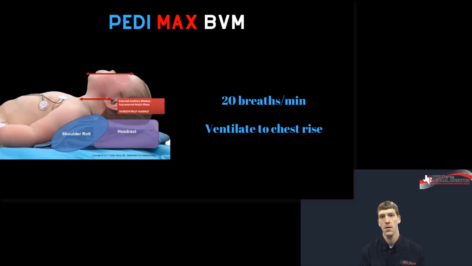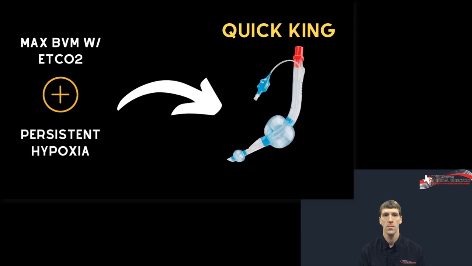Also, our BVMs for children are typically 450 to 500 mLs. That's way too much for a pediatric patient. It's quite frankly about the size of an adult tidal volume. So we want to ventilate just to chest rise. We don't want to inflate the gut and contribute to even more respiratory distress and failure for that patient when we're bagging them. Also, we don't want to induce any vomiting if we can help it.